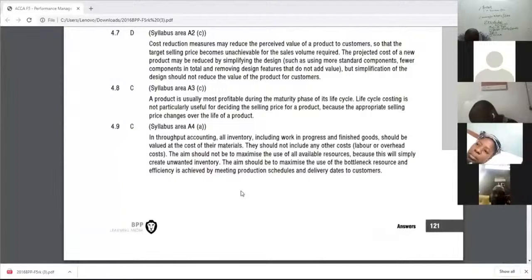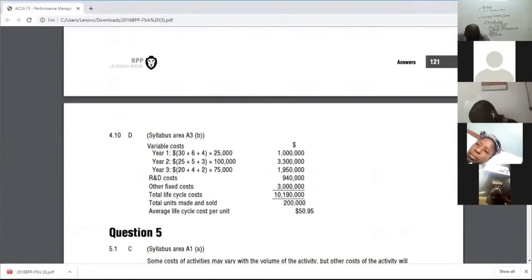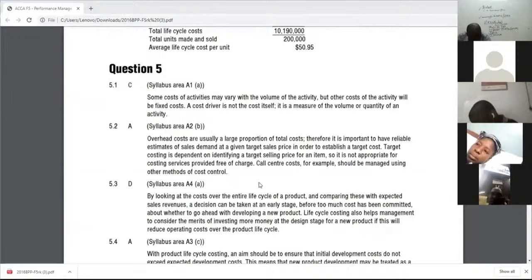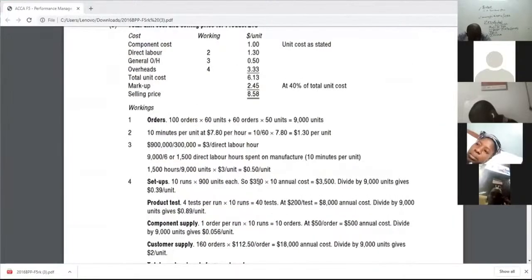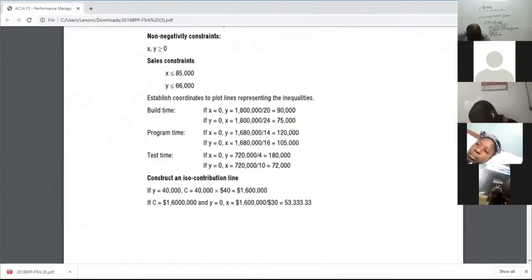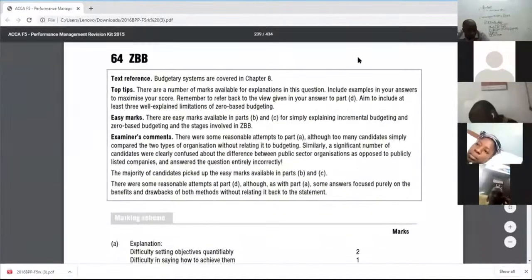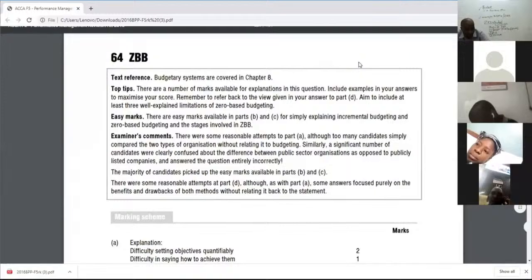Until you get to question number 64, just continue. Almost there. So move down a little bit.